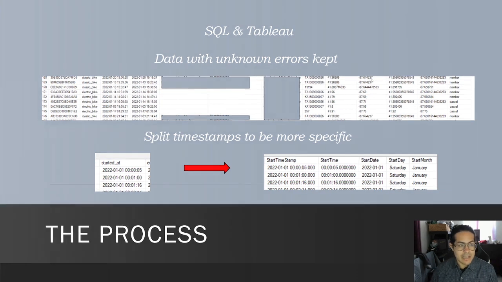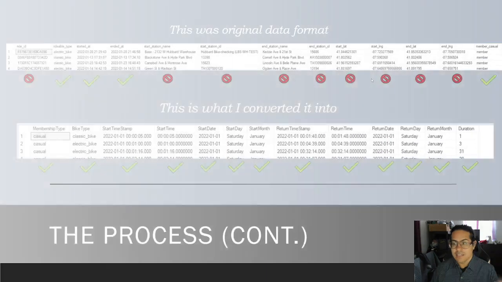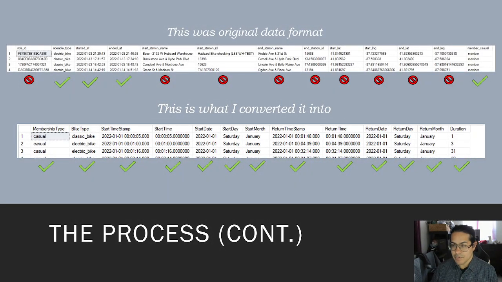So after I did that and did my cleaning process, this is how the data was converted. So at the top, you can see everything that has this cancel mark is information that I didn't think was very helpful in the long run for this analysis.